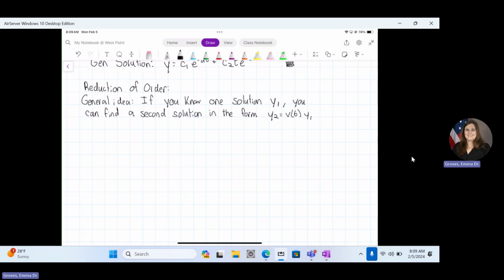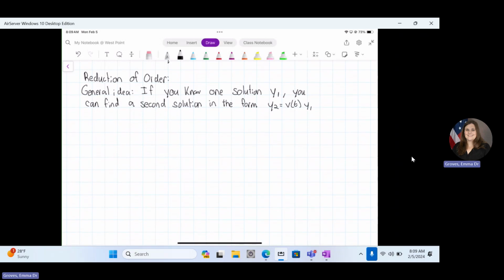Which makes sense, right? When we think back to the repeated root example we just did, we had the one solution c1 e to the 3t. And then what did we do for that second solution? We did a lot of work, but all that really happened is we multiplied by what? T, right? We multiplied by the function t. So that's why these two things are related to one another.